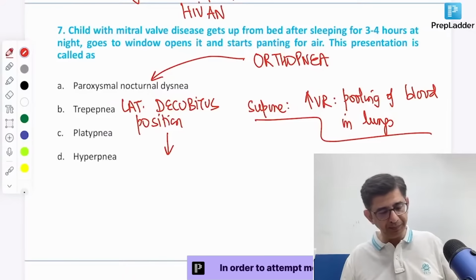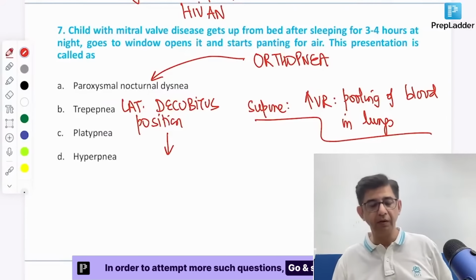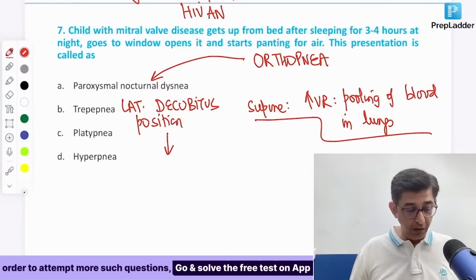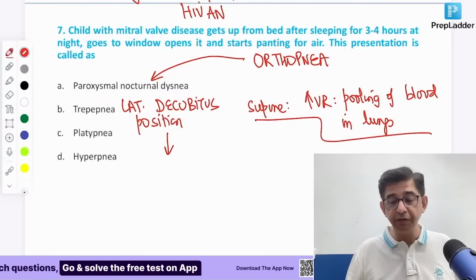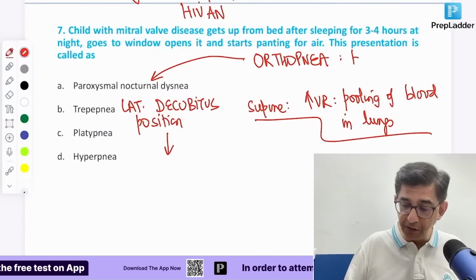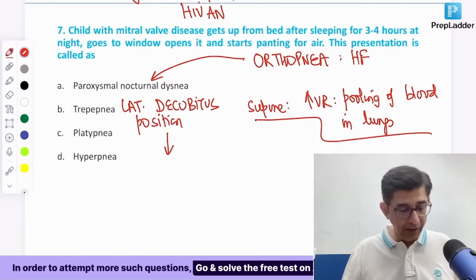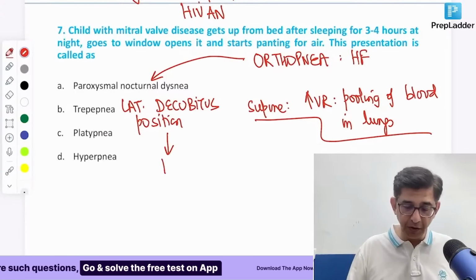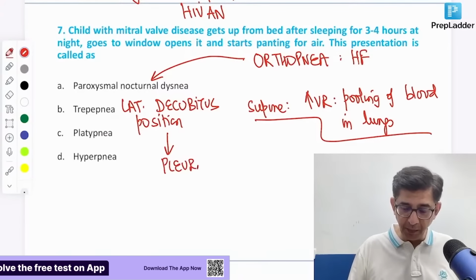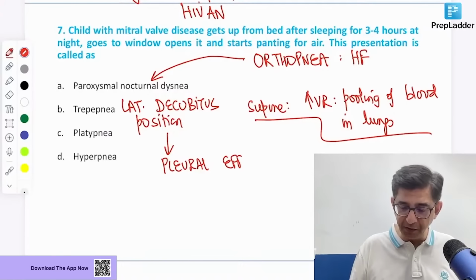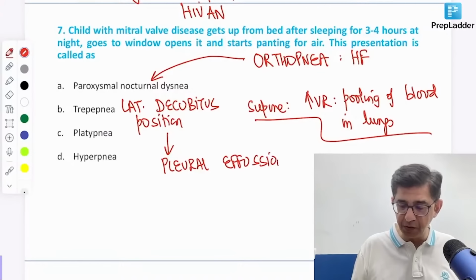Which condition? Yes guys. Orthopnea is a feature of heart failure. But trepopnea, that is lateral decubitus position, is a feature of pleural effusion. It is like a massive pleural effusion where this manifestation will be occurring.